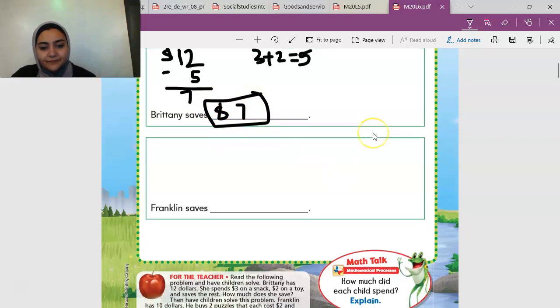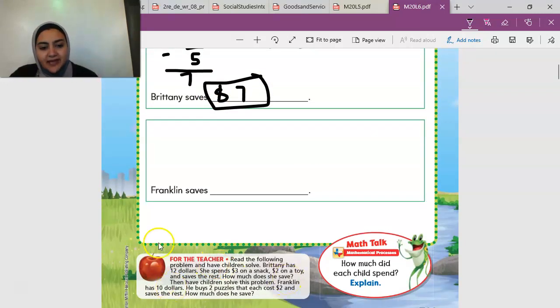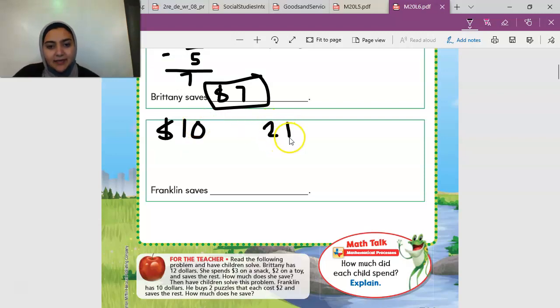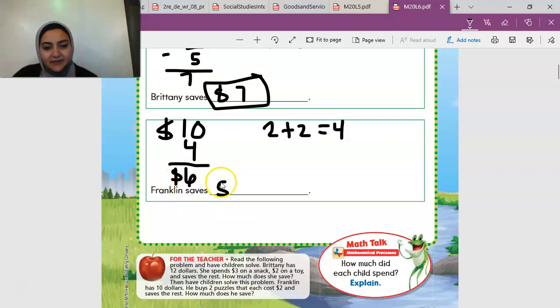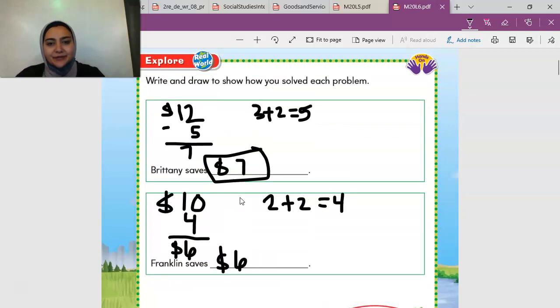Let's look at Franklin. Franklin has $10. All right, how much does he have? He buys 2 puzzles that each cost $2. So he buys one puzzle for $2 and he buys another puzzle for $2. He buys 2 puzzles and saves the rest. How much does he save? So, well, how much does he spend? He spends $4. If he had $10 and he spends $4, how much does he have left? He has $6. So Franklin is going to save $6. Okay, it's pretty simple.